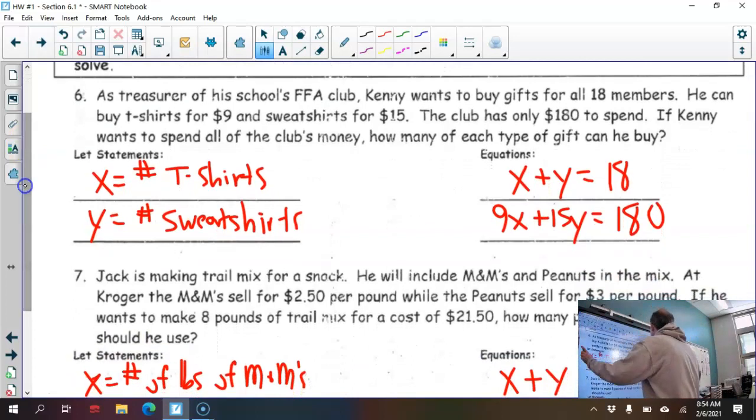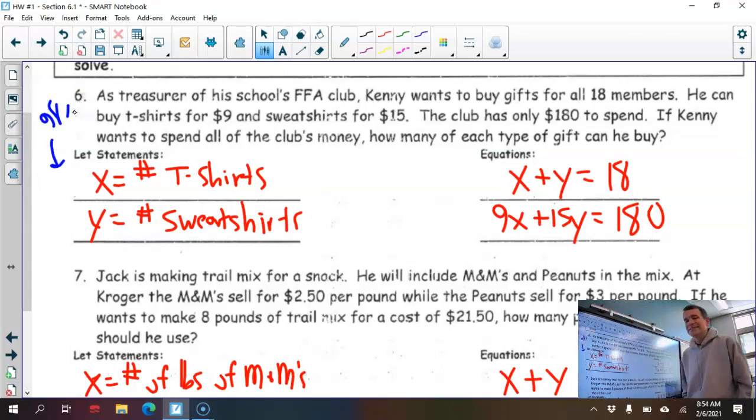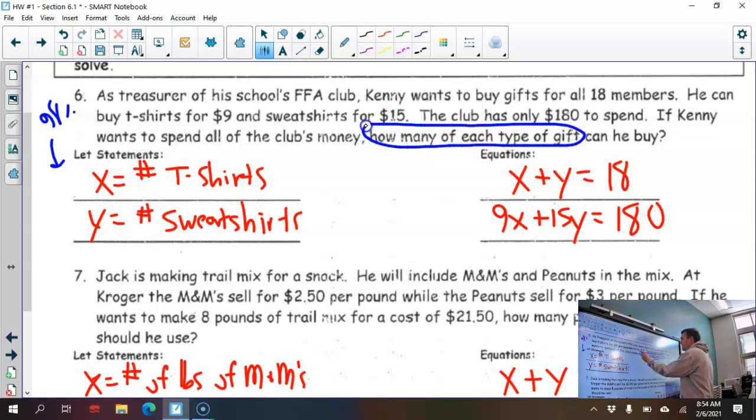All right, so for this section, first of all, for these, you want to use the 98% rule, which is 98% of the time, have your variables represent the answer to the question. The question is, how many of each type of gift can he buy? So I'm going to have my variables be the number of t-shirts and the number of sweatshirts that he can buy. Because that's what I'm trying to figure out. How many t-shirts can he buy and how many sweatshirts can he buy?